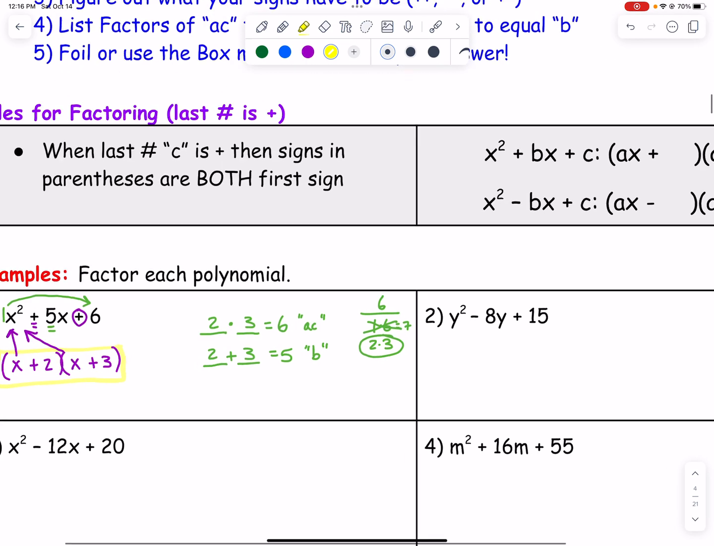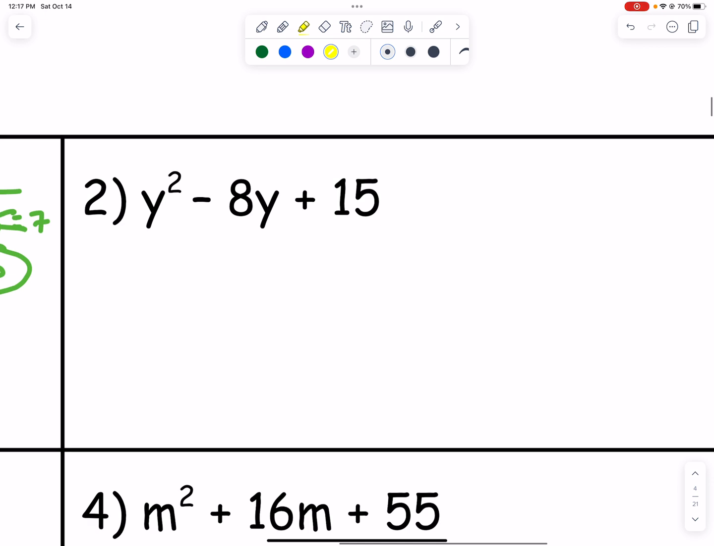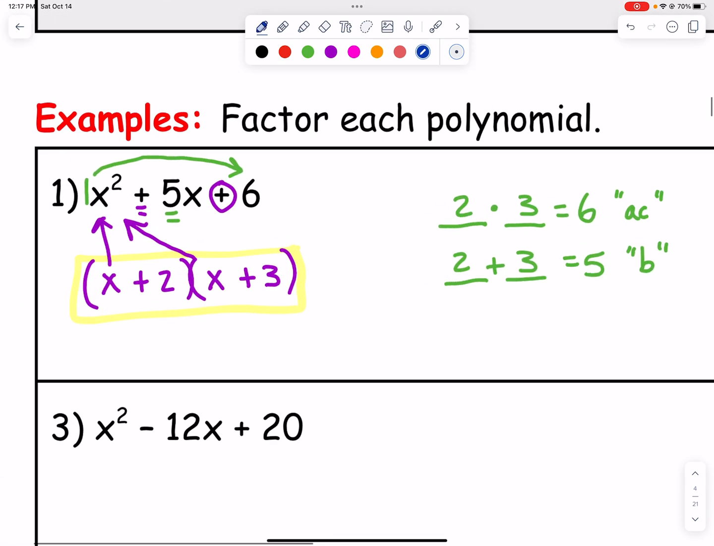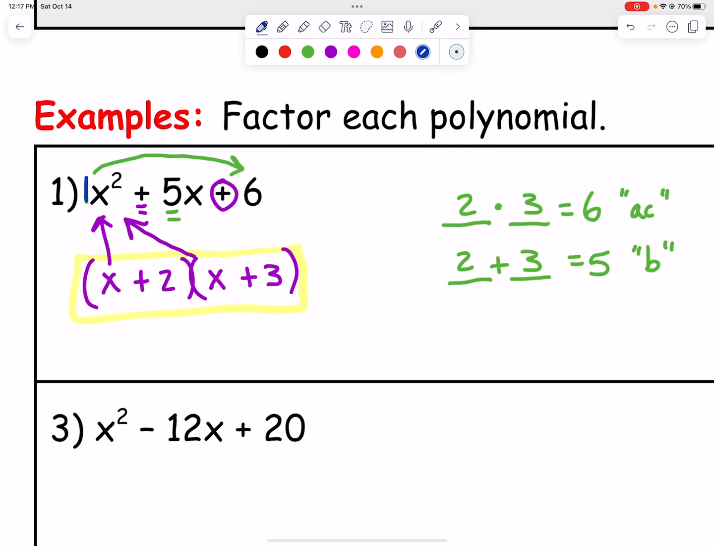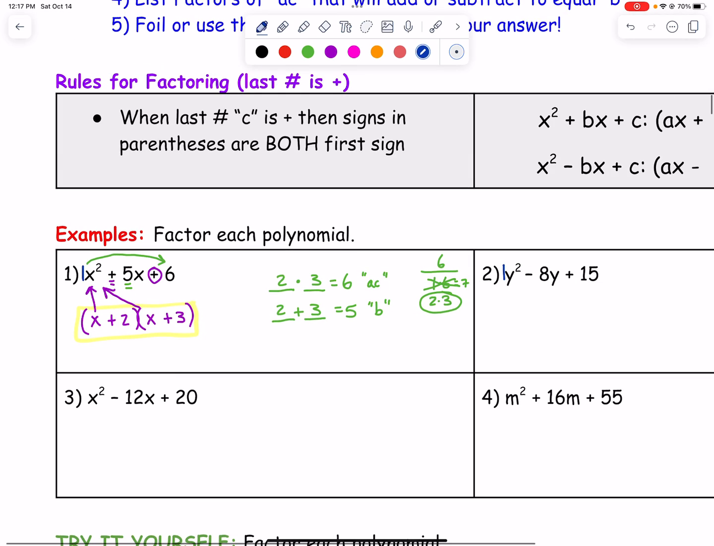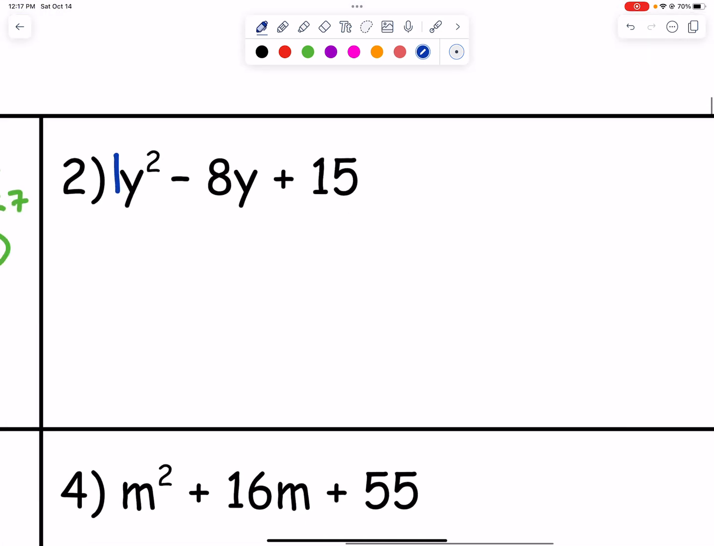Let's do another one. For number 2, I can see that I have no greatest common factor because a just equals 1. And I skipped over that part for number 1, but let me go back and mention that when we have an a value of 1, there won't be anything more we could take out. So I can see for number 2, there's no greatest common factor, but we do always want to check for that. And then we want to say our last term is positive again.